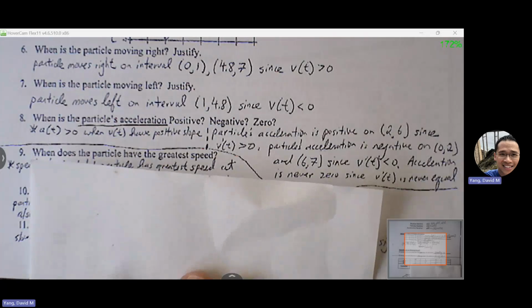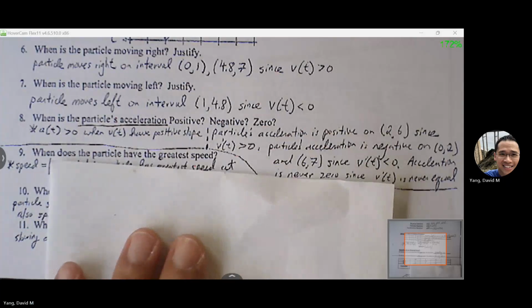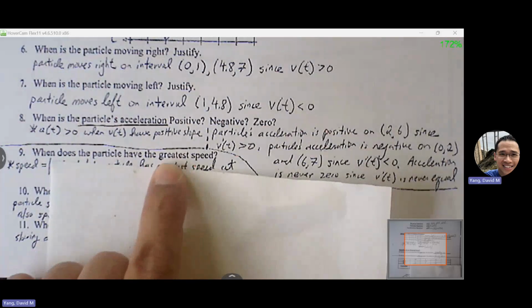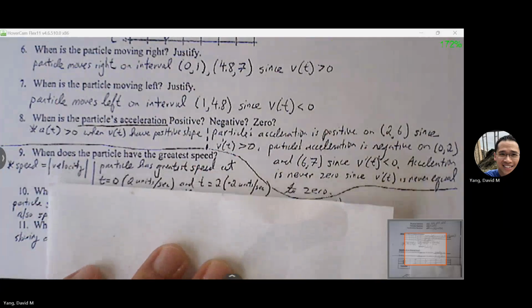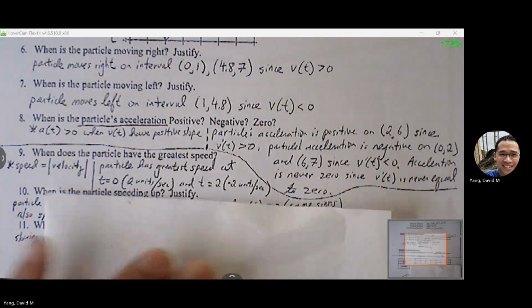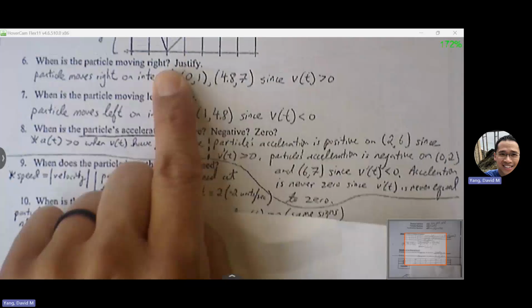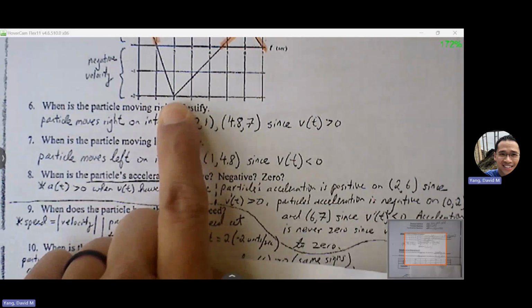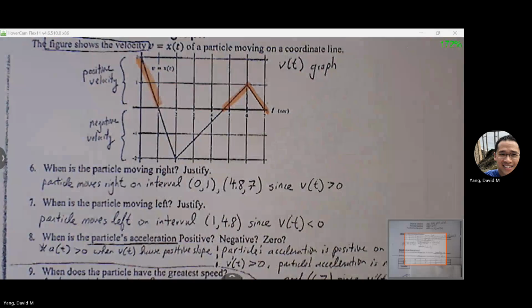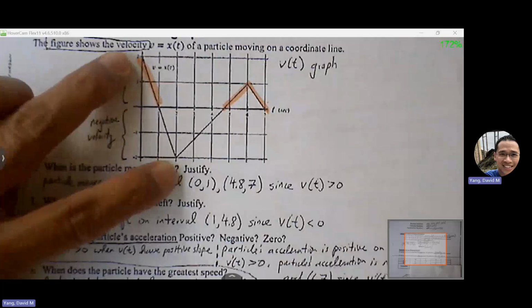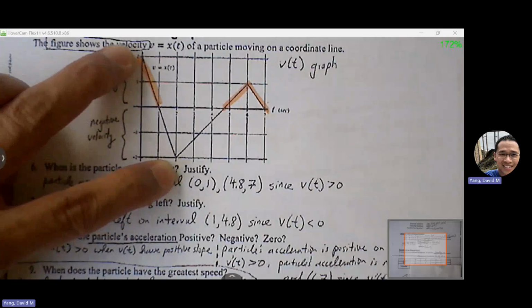When does the particle have the greatest speed? So speed is the absolute value of velocity. So greatest speed is going to be at t equals 2. And at t equals 0. So at these two moments in time, we have the greatest speed.